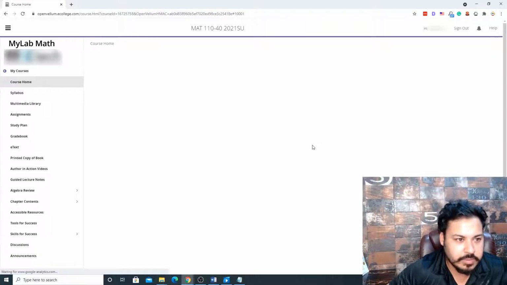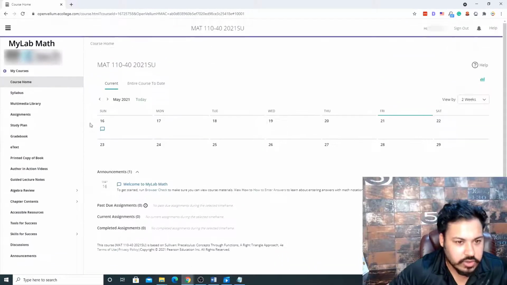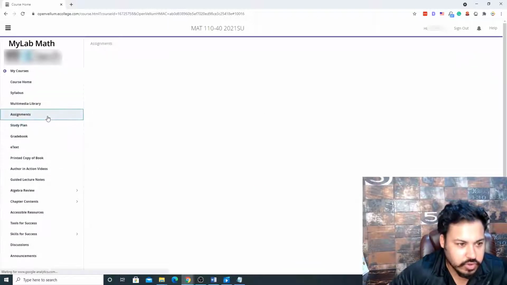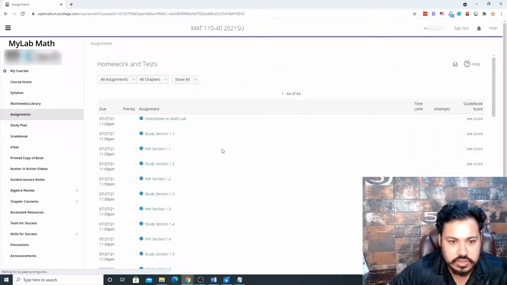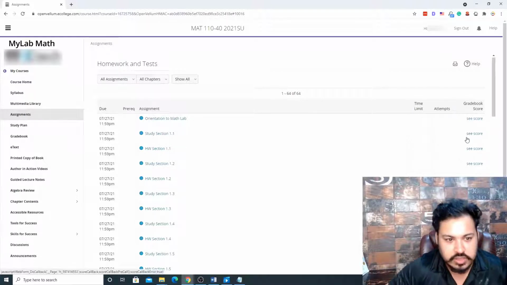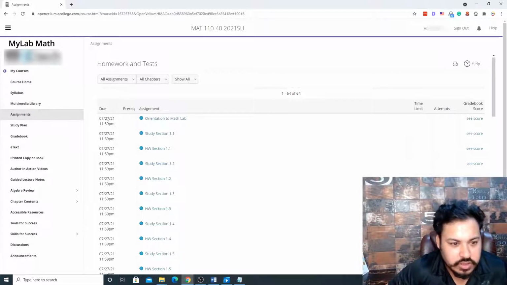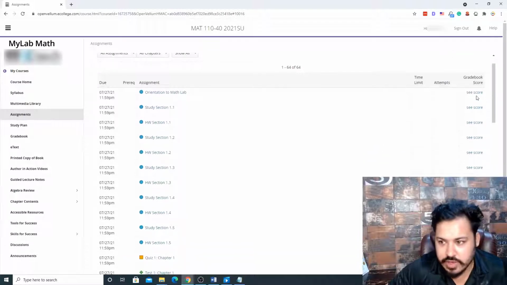This is how the MyMathLab portal looks after you log in. On the left hand side you see all your assignment details, your grades, your study plan. You can directly jump on to assignments, and here you will find a list of assignments with their deadlines and the grades. This course has deadlines of 27th of July, and today it's 21st of May, so we still have a lot of time, but I just finished a few of them. I think I finished half of them just in advance.